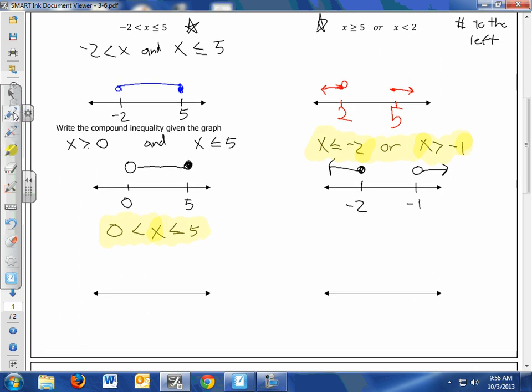Okay, so you guys do these two. I'm going to say -3 and 2. I'm going to go close. I'm going to go open. I'm going to connect. Here, I'm going to go 1, 2, open left, open right. Check your answers with the neighbor once you're done. So -3.